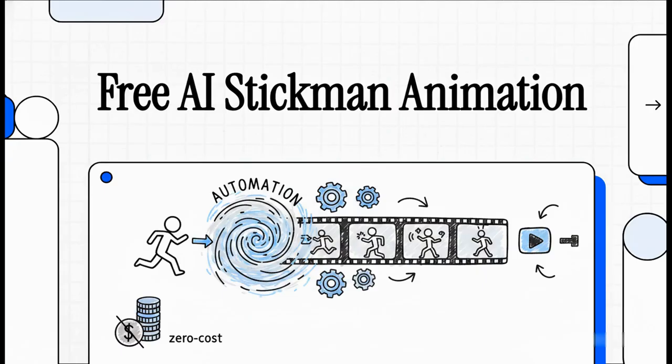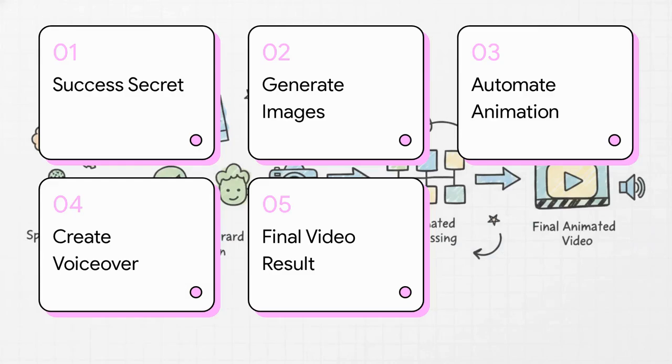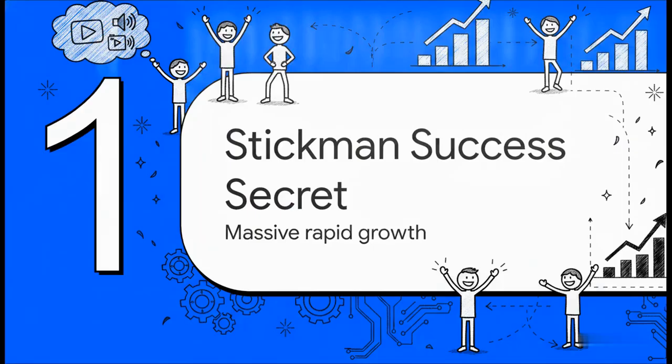We're breaking down a proven method that takes you from a blank page to a finished file without spending a single dime. Here is our roadmap for today. We'll start with the Stickman success secret, move on to generating your scene images, automate the animation, create the voiceover, and finally, look at our finished result. Let's jump right in. All right, Section 1, the Stickman success secret and how to achieve massive, rapid growth.